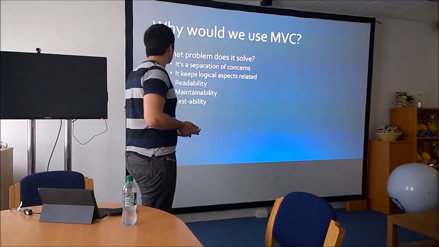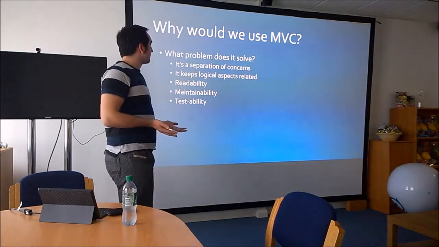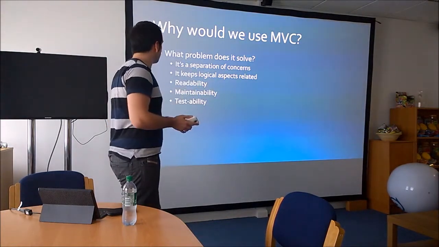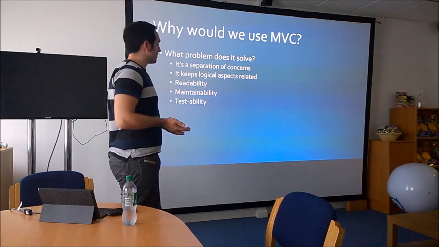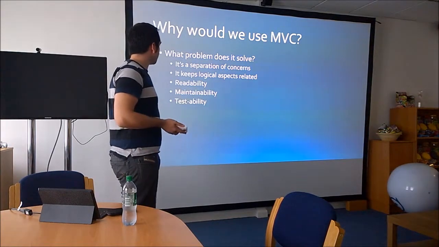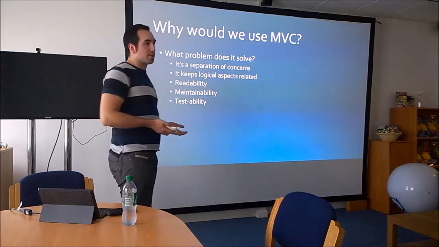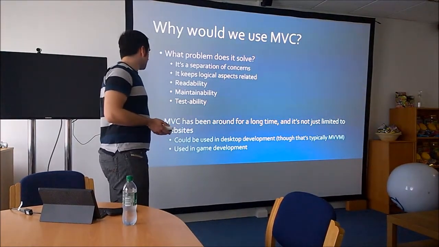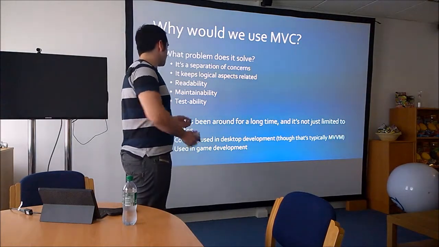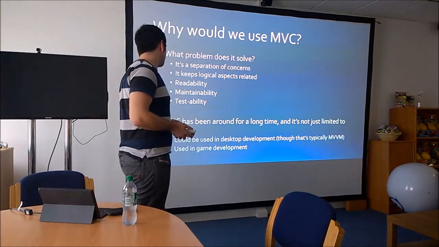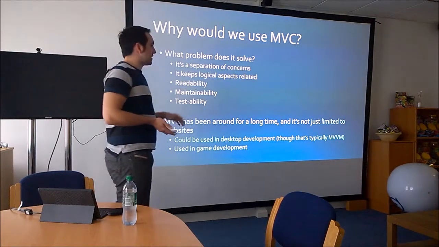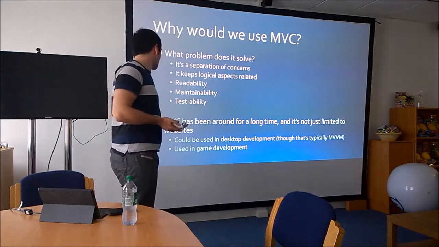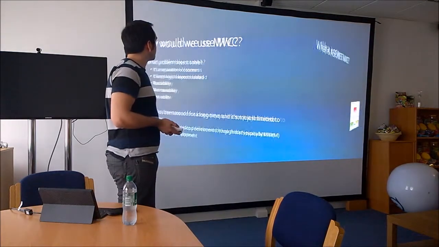We'd use MVC because separation of concerns keeps logical aspects together and keeps things readable. In turn, that helps with maintainability and also with the way we can test things. MVC's been around quite a while as a concept. I think it was originally thought up in the 70s, and it could be used for desktop development. MVVM tends to be the thing we use now, and it's sometimes used in game development as well.